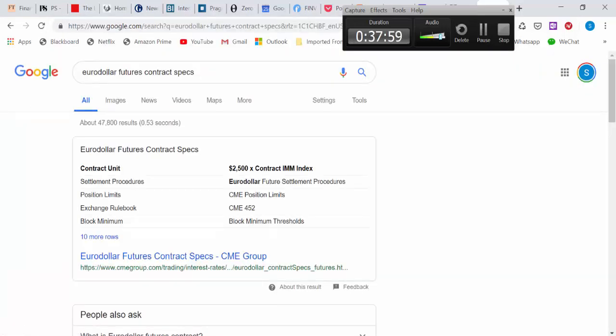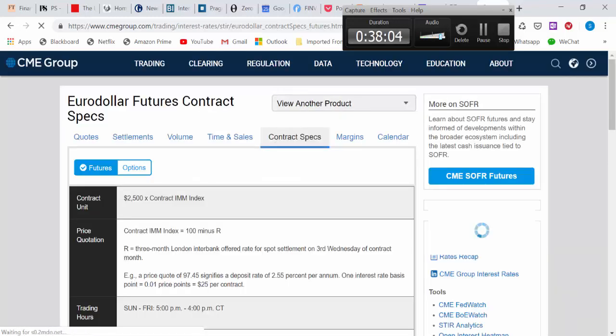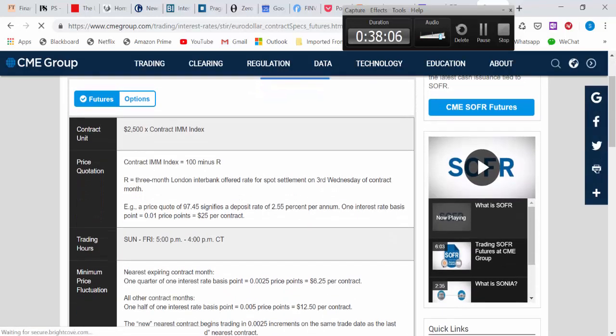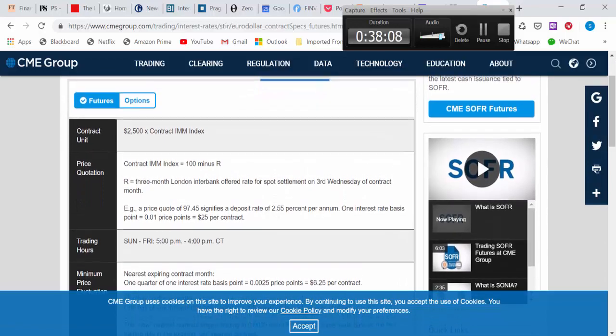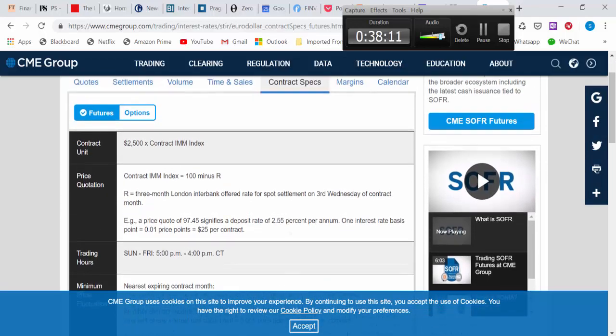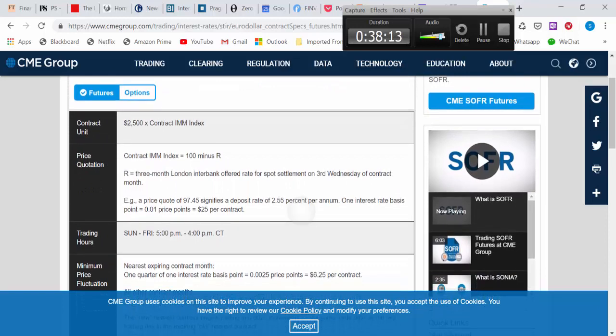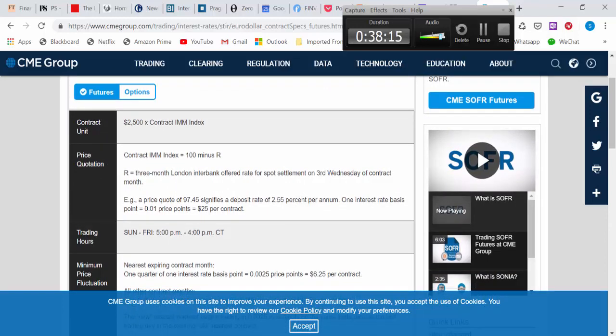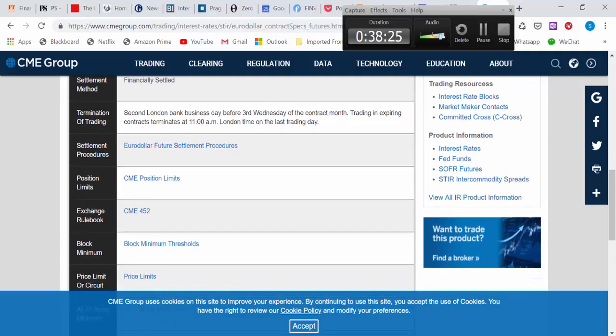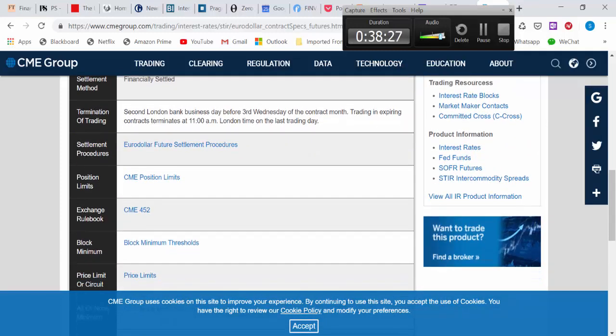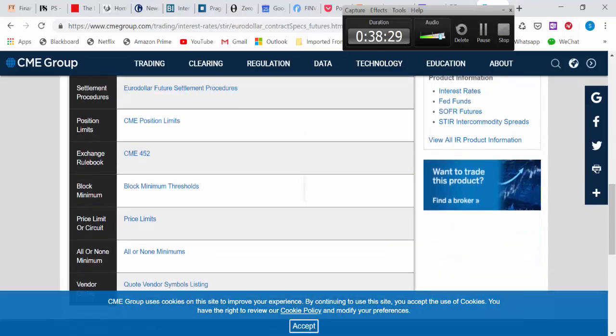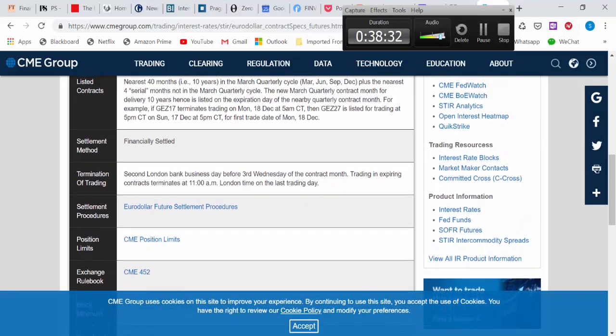Okay, so here is what it looks like on the CME. First of all, the notional size is $1 million, and now notice where it says 100 minus R. I'll see if I can show you some prices, and then I'm going to explain what the problem is, and how they solve that problem by way of convexity adjustment.